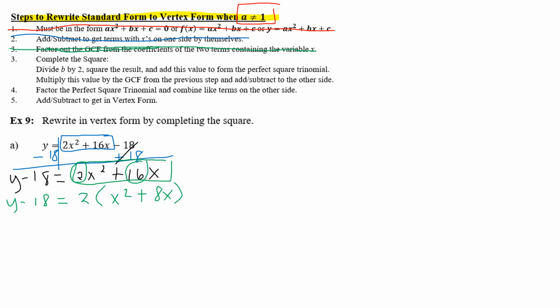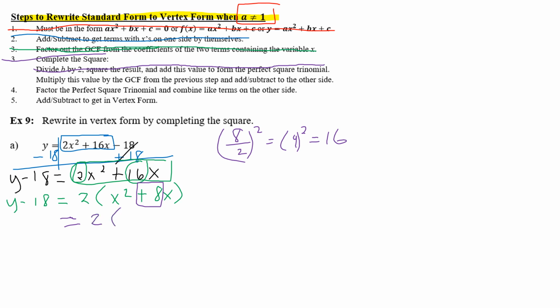So the next step says, complete the square. Divide b by 2, square the result, and add this value to form the perfect square trinomial. Okay, so b right now is positive 8. So we're going to take 8 divided by 2, and raise it to the second power. So 8 divided by 2 is going to give us 4. 4 raised to the second power is going to give us 16. Now, here's where you need to pay very close attention, because this is the little tricky part that gets a lot of students confused. On the left, we still have 2 on the outside. And on the inside, we have x squared plus 8x. And sure enough, what we're adding there is a positive 16. Okay, and then you can close up the parentheses.